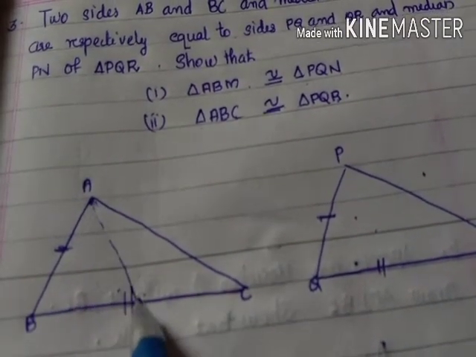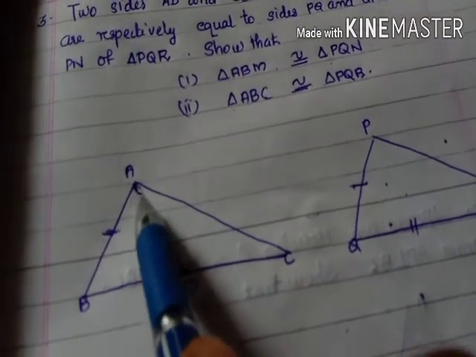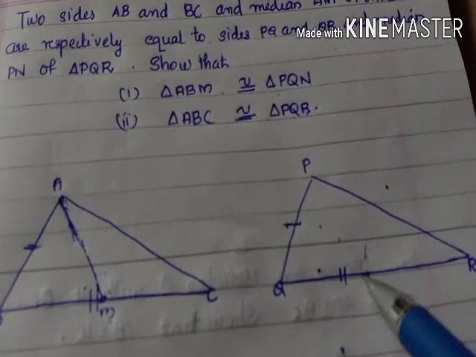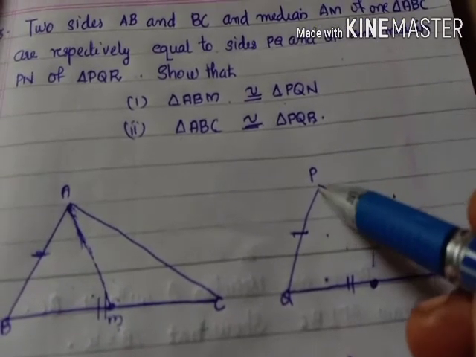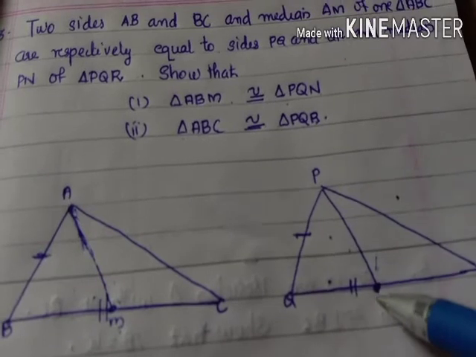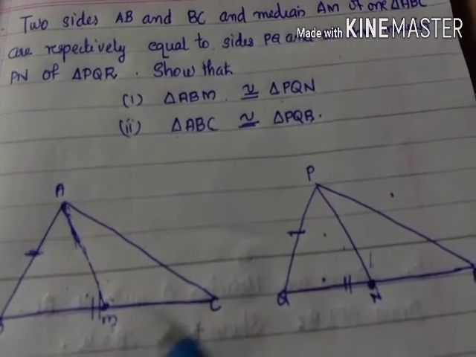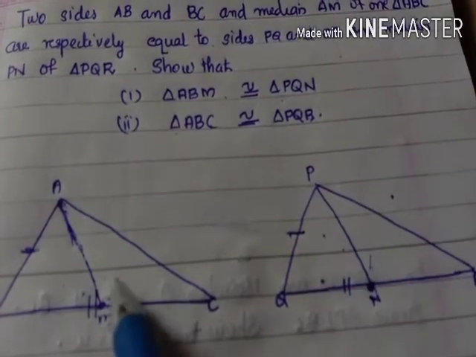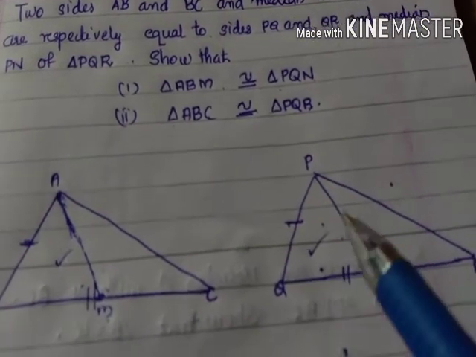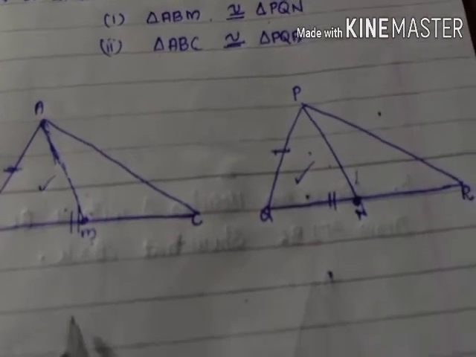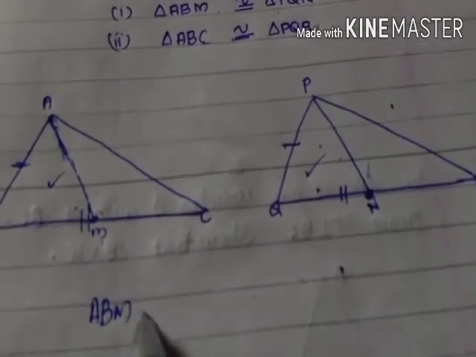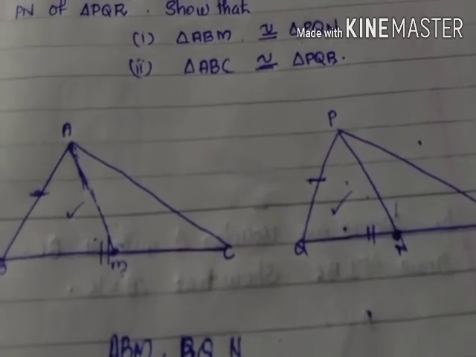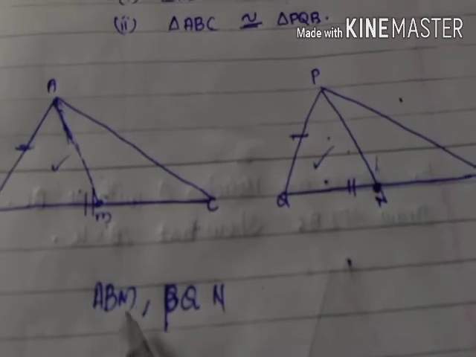So here in the first triangle it is given that AM is median. So draw a line from A to BC. Similarly, in the triangle PQR, it is given that PN is median. So PN is median means PN divides what? QR into two parts. Now first you want to prove these two triangles ABM and PQN. These two triangles are congruent to each other.